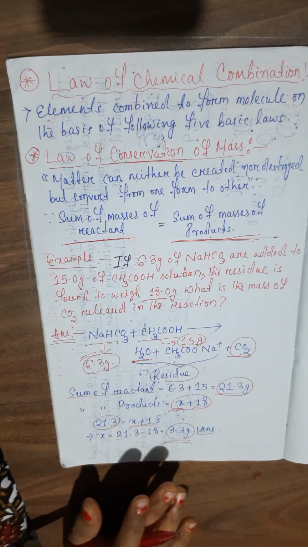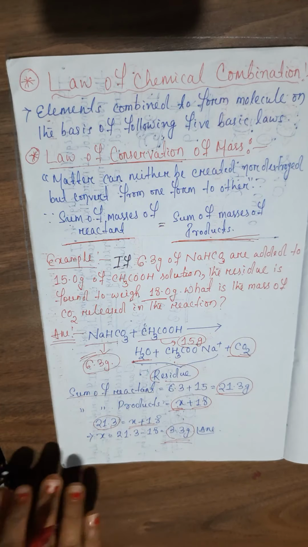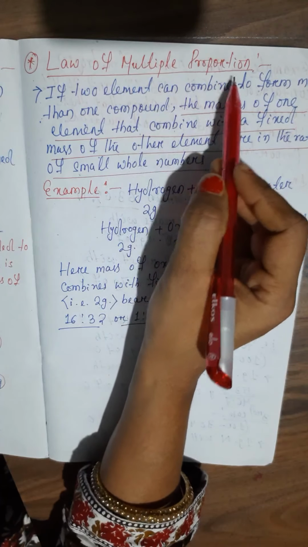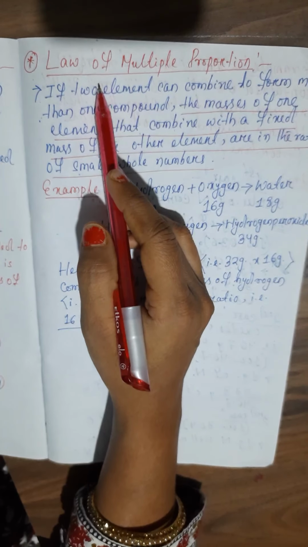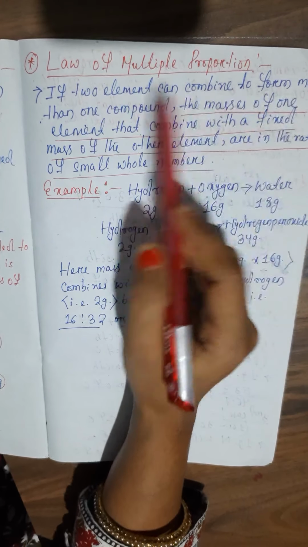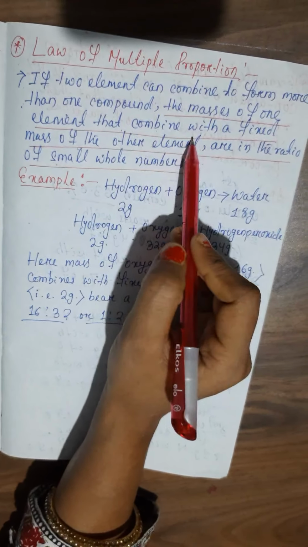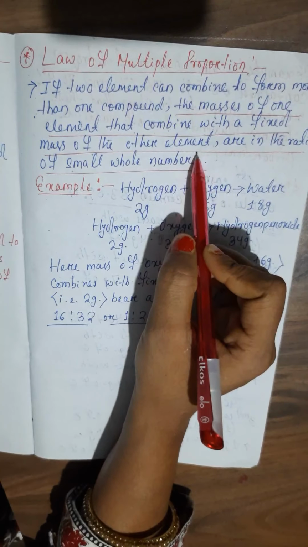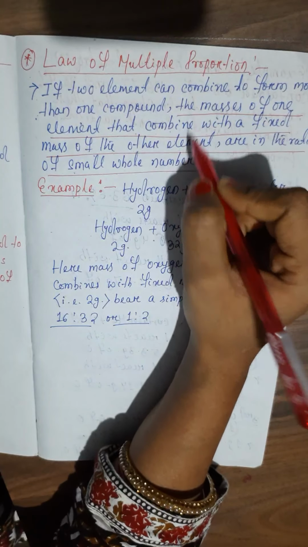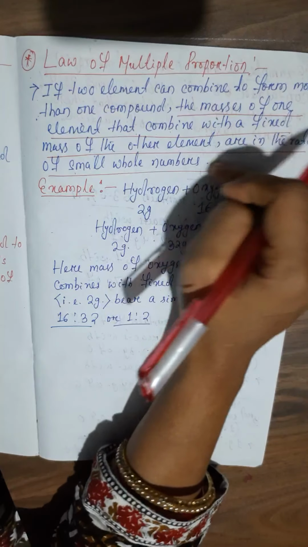This is so simple. So next, the next law is the law of multiple proportions. According to the law of multiple proportions, which is our second law, it states that if two elements can combine to form more than one compound, the masses of one element that combine with a fixed mass of the other element are in the ratio of a small whole number. Just write down the underlined part because these are the important keywords, that's why I have underlined them.